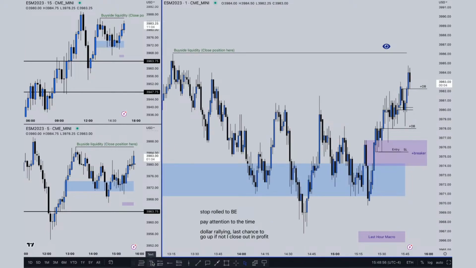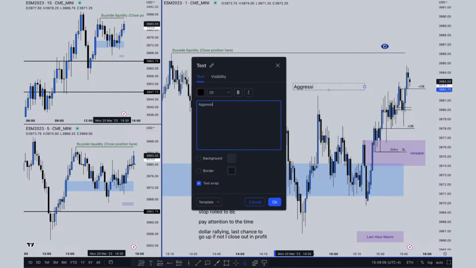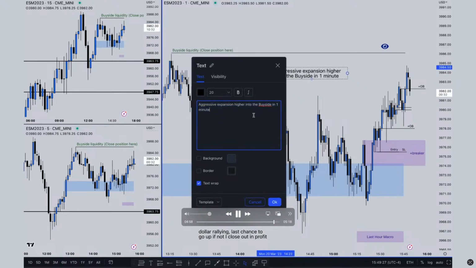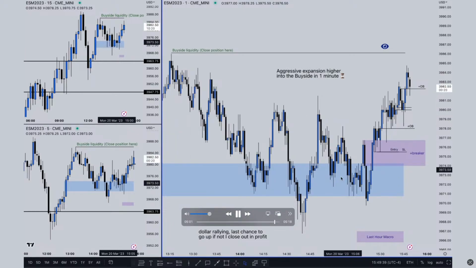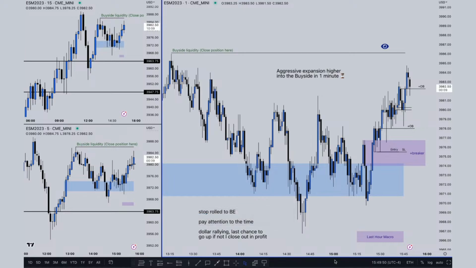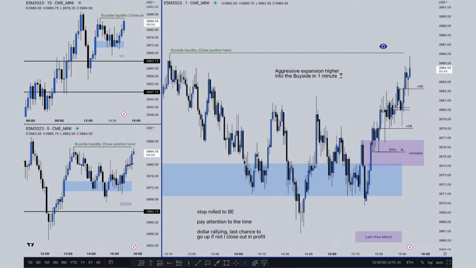Stop loss still at break even. I don't want it to be a factor. I don't want to be concerned with it. So aggressive expansion higher into the buy side in 1 minute. Note the time aspect here on the bottom right of the chart. We're entering the 3:49 hour. So there's a macro at the 50-minute that will make price expand into whatever liquidity hasn't been taken.